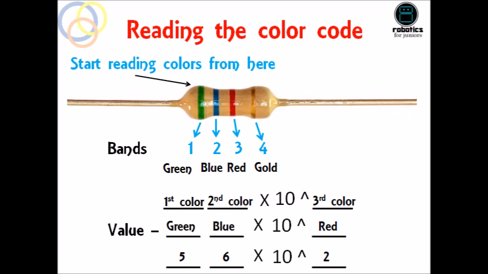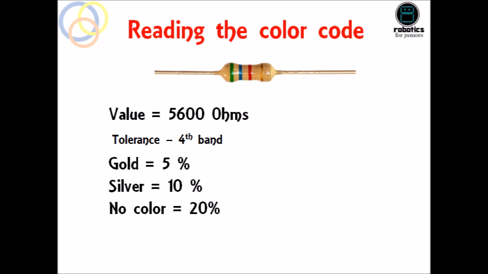Let's see what it means. The color reading starts from the end with bands closer to each other. So if the color code is green, blue, red, then the value is 56 into 10 to the power 2, which is 5600 ohms. The fourth band is one of the colors from silver, gold or no color. These colors represent the tolerance values as gold 5%, silver 10% and no color 20%.